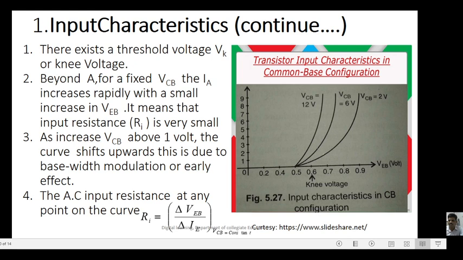The AC input resistance at any point on the curve, Ri equals delta VEB by delta IE at constant VCB. So here we have to keep VCB constant, and delta IE or delta VEB can be varied slowly.